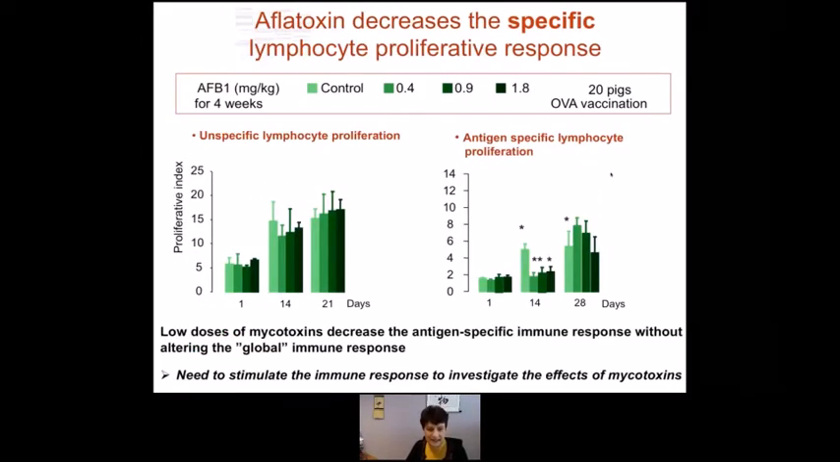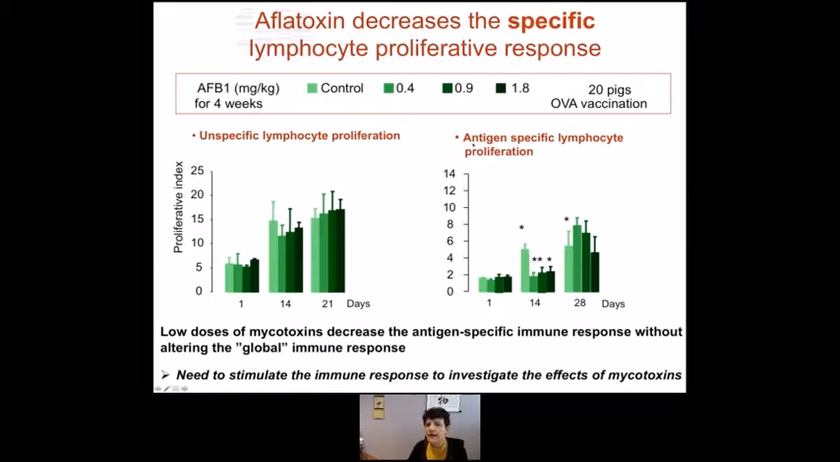We did exactly the same experiment with another mycotoxin. Here it's Aflatoxin B1, and the animals received either control feed or feed contaminated with 0.4, 0.9, or 1.8 microgram aflatoxin per kilogram feed. And we looked at lymphocyte proliferation. And when we stimulate all the lymphocytes, we didn't have any effect.